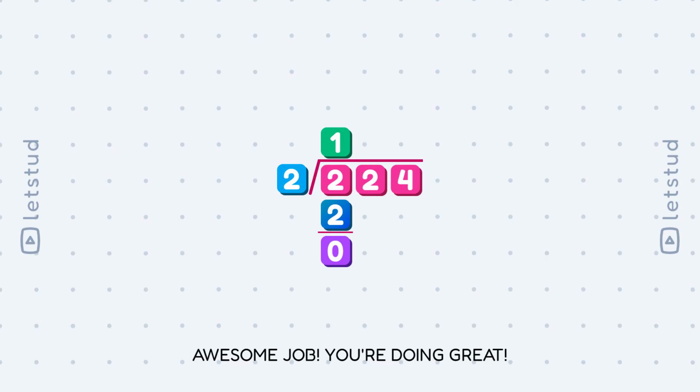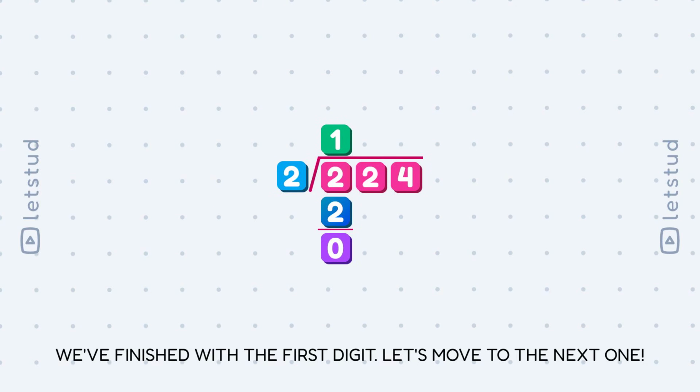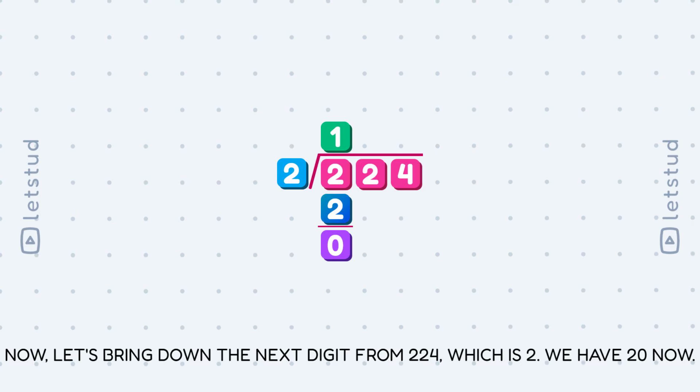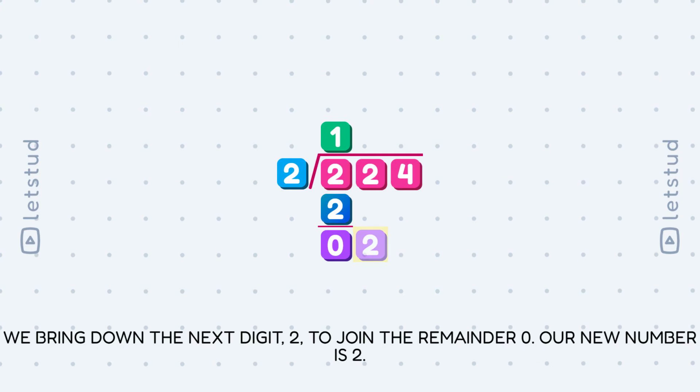Awesome job, you're doing great. We've finished with the first digit. Let's move to the next one. Now let's bring down the next digit from 224, which is 2. We bring down the next digit 2 to join the remainder 0. Our new number is 2.